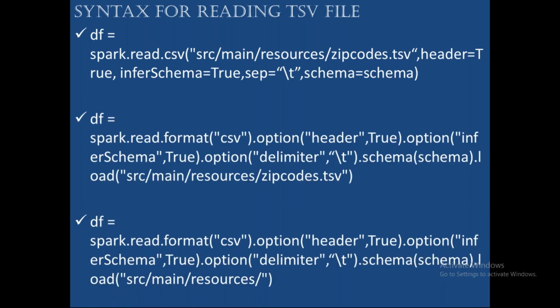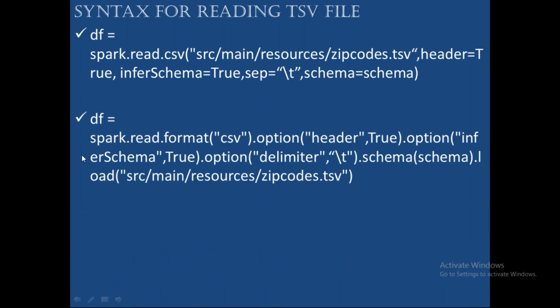Another syntax is something like this: spark.read.format is csv, option header equal to true, option inferSchema equal to true, and option delimiter is tab, schema equal to schema, whatever schema you have defined. Dot load, I want to load the file from this particular location. This is a .tsv file. Even though I'm saying format csv, you need to give the .tsv file here.